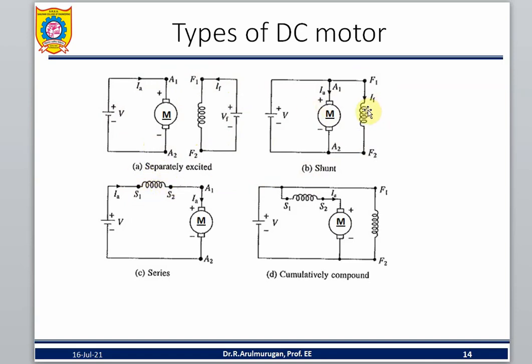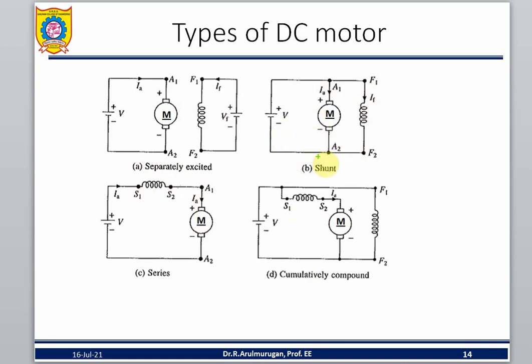So this is the field coil. The field coil is constructed with thin wire and more turns in the shunt case, connected across the armature winding. In the series case, it is connected in series with the armature winding. In the compound motor, both are combined. Leave it. We look at these two motors, the shunt motor and the series motor.